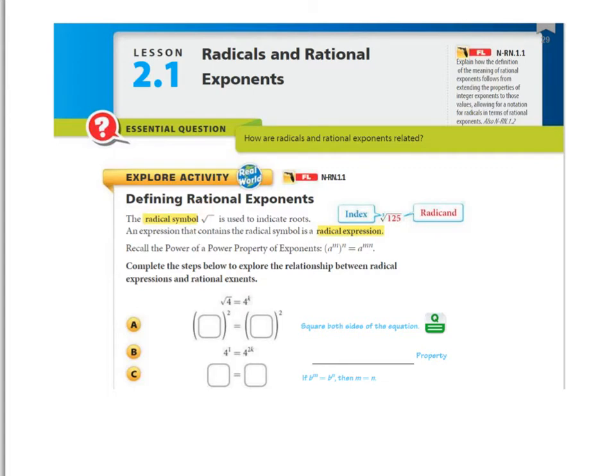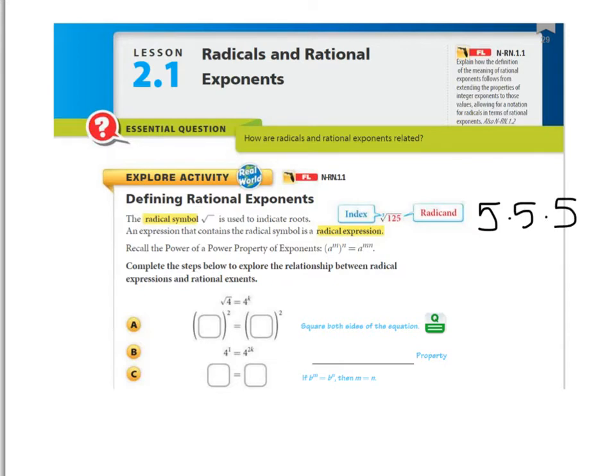If it has a number inside of it, inside the little check mark, we call that the index. And that tells you how many times you want the same number to multiply to it. So for example, if we want the cubed root of 125, what number times itself 3 times is 125? And that would be 5. 5 times 5 times 5.